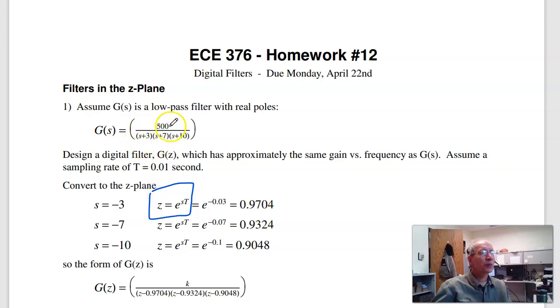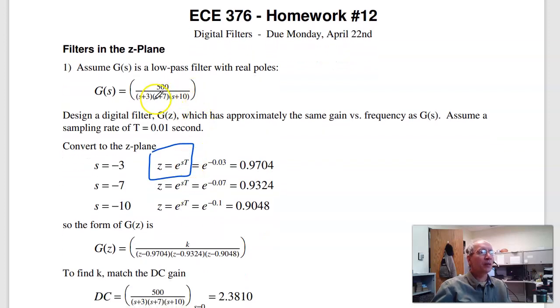So if I have 3 poles in the S-plane, I've got 3 poles in the Z-plane. The conversion is e to the sT. For example, if I have this filter in the S-plane, I've got poles at -3, -7, -10. In the Z-plane, converting is e to the sT. The poles belong at 0.97, 0.93, 0.90. And note you have to know the sampling rate. Change the sampling rate, I change the filter.